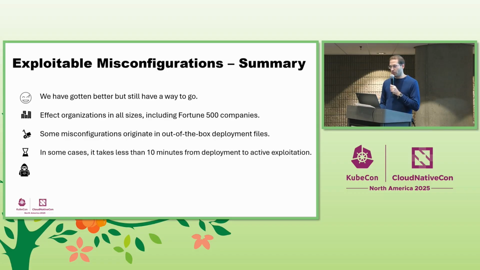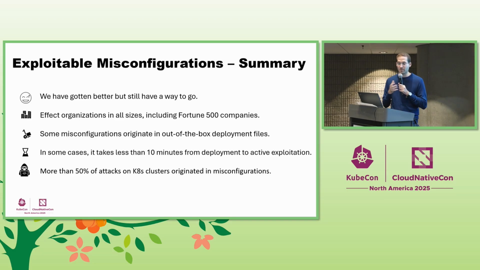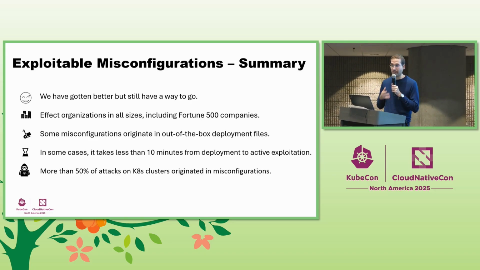We have seen cases in which misconfigurations were exploited in less than 10 minutes from the deployment. That makes it so dangerous, because the exploitation can be so fast. And lastly, more than 50% of the attacks that we see against containerized applications originate in misconfigurations and not software vulnerabilities. So even if your organization has the best vulnerability scanner with 100% coverage, and even if you automatically block vulnerable applications, you have still only done half of the job, because misconfigurations are actually in charge of more than 50% of the active exploitations.